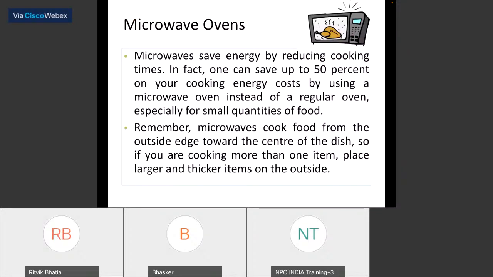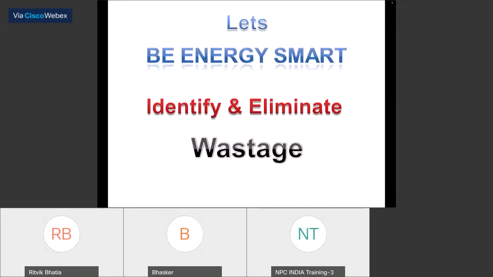The microwave oven also saves energy by reducing the cooking time. In fact, one can save up to 50% of cooking energy cost by using the microwave oven instead of the regular oven, especially for a small quantity of food. Remember that a microwave cooks food from the outside edge towards the center of the dish. So if we are cooking more than one item, place the larger or thicker item on the outside.